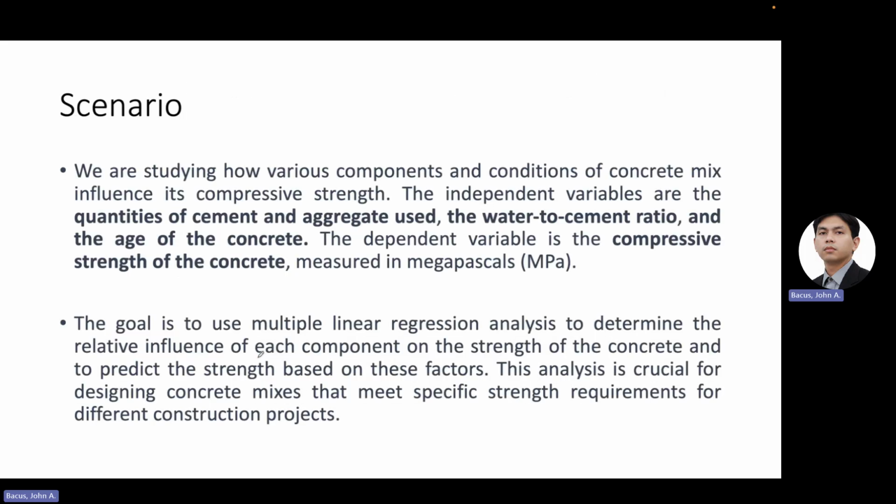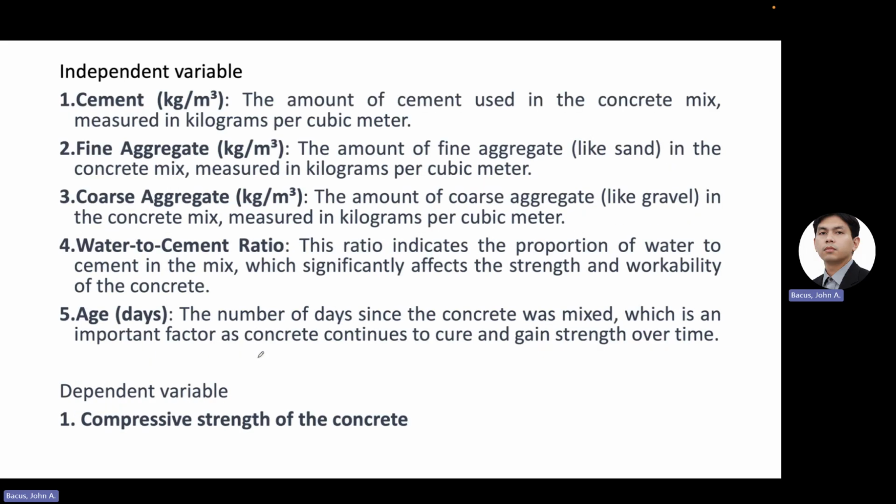So we will have an example. We are studying in engineering how various components and conditions of a concrete mix influence its compressive strength. The independent variables are the quantities of cement and aggregate used, the water-to-cement ratio, and the age of the concrete. The dependent variable is the compressive strength of the concrete measured in megapascals. The goal is to use multiple linear regression analysis to determine the relative influence of each component on the strength of the concrete and to predict the strength based on these factors. This analysis is crucial for designing concrete mixes that meet specific strength requirements for different construction projects.